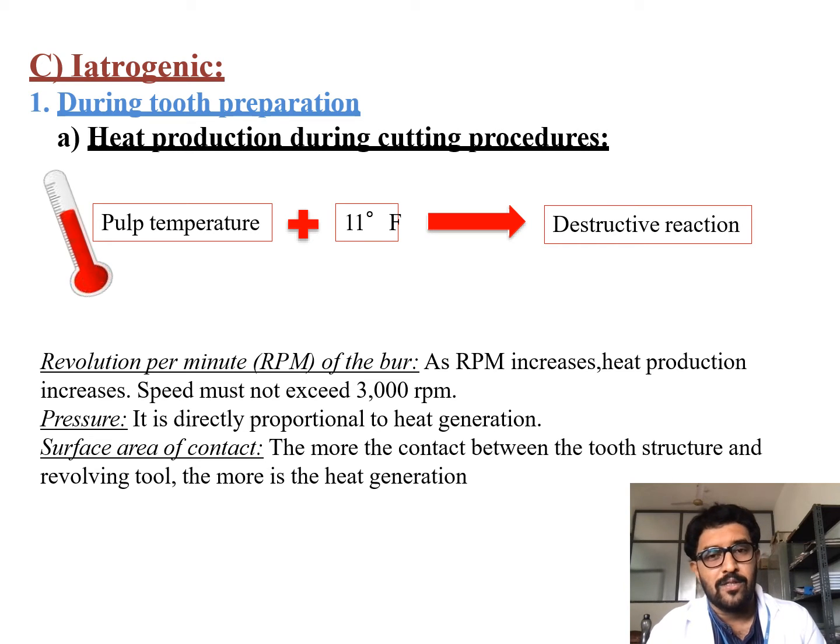Okay, it also depends on the rotations per minute, how many rotations you go for with the handpiece. That also counts, and it mainly leads to heat production. Okay, coming to the slides, it's revolutions per minute, RPM. If RPM increases, heat production increases. Speed must not exceed 3000 rotations per minute. Pressure is directly proportional to the heat generated. And surface area of contact: the more the contact between the tooth structure and the revolving tool, the more is the heat generated.